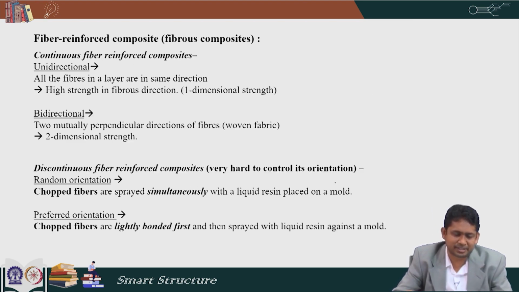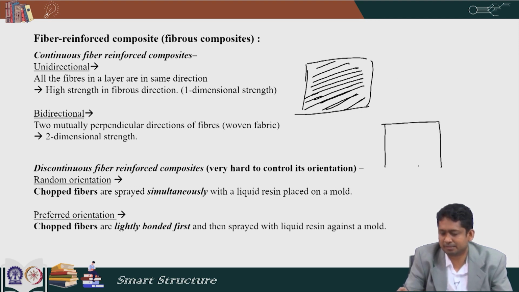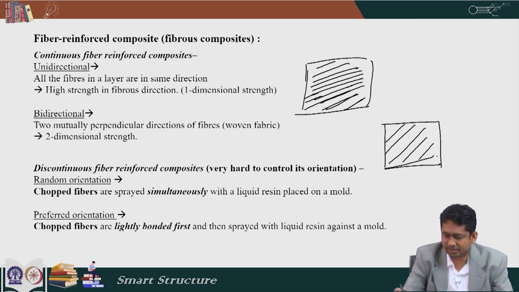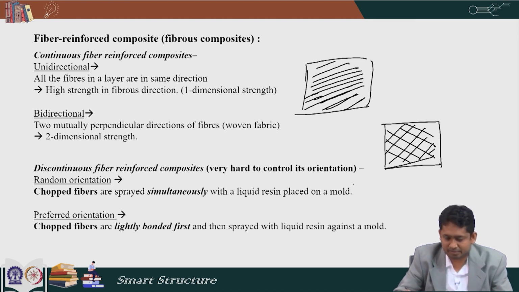Continuous fiber reinforced composites can be unidirectional. So, if we lay the fibers just in one direction, so if our one ply looks like this, it is called a unidirectional composite. And there can be bidirectional, where there are plies which intersect each other and are laid in different directions. Again, in bidirectional there are woven or braided, we will talk about it.